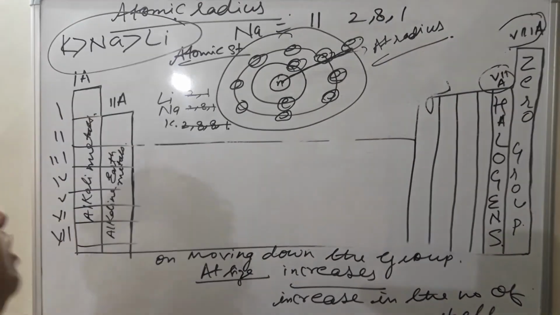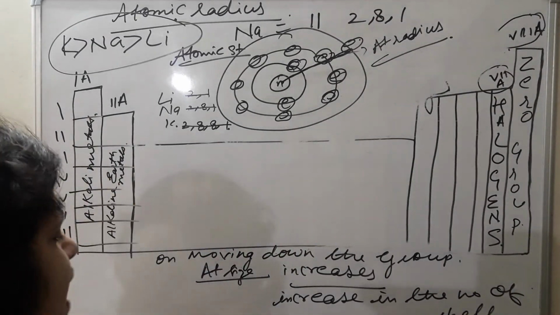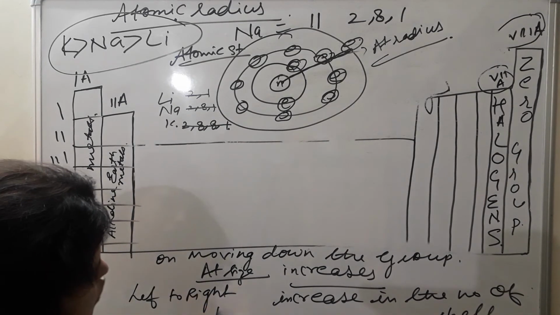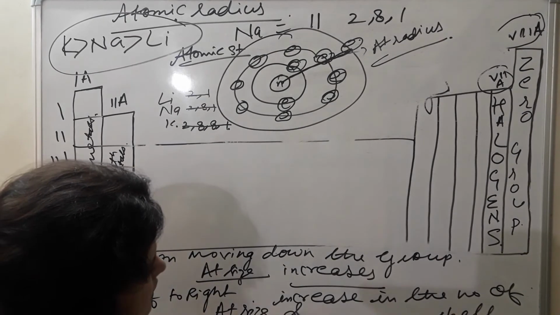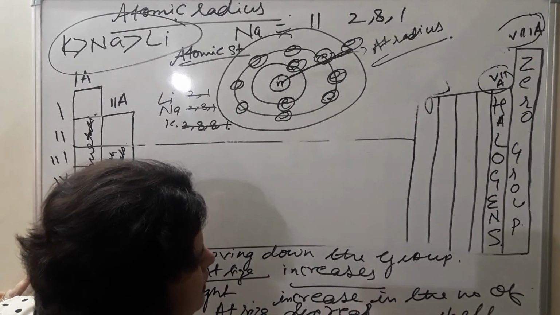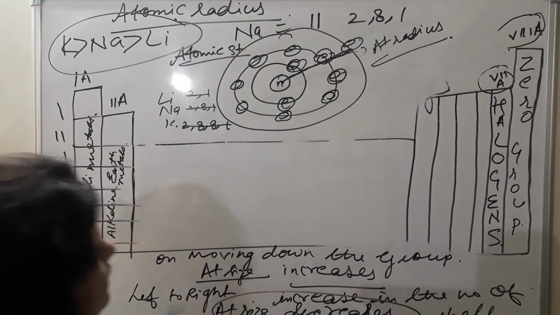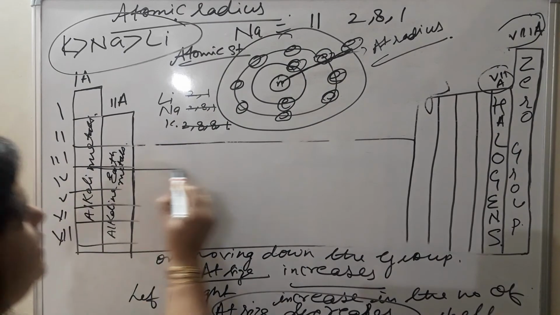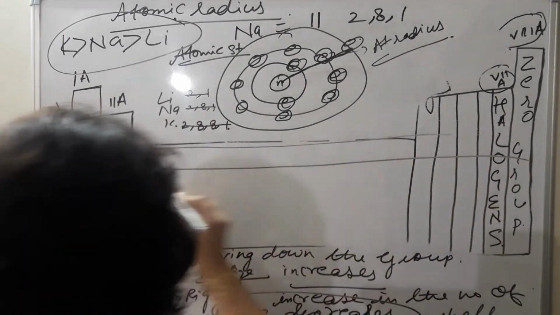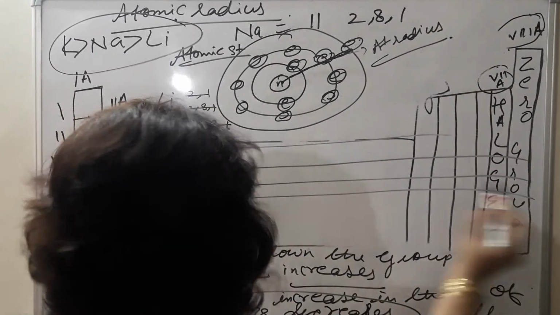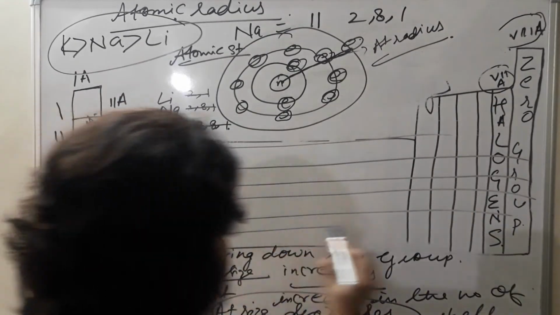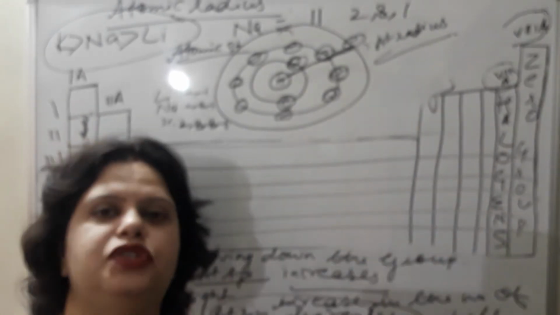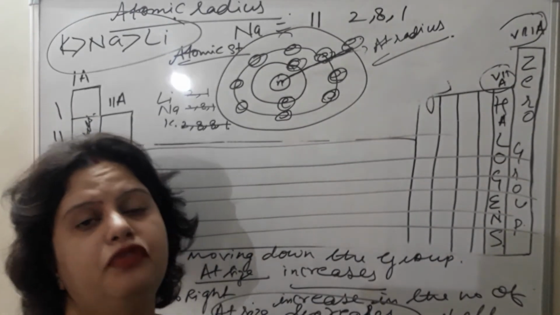Now what happens as we move from left to right in the periodic table? As we move from left to right, atomic size decreases. Now here one question arises. As we move from left to right in the periodic table, how can we say that atomic size decreases? Because the number of shells will remain the same. Then how can we say कि atomic size छोटा हो गया? वो तो नहीं हो सकता. Number of shells same रहेंगे.